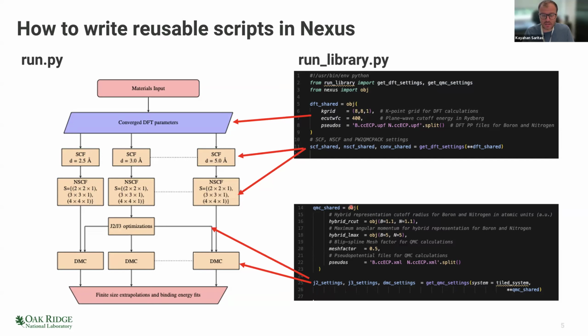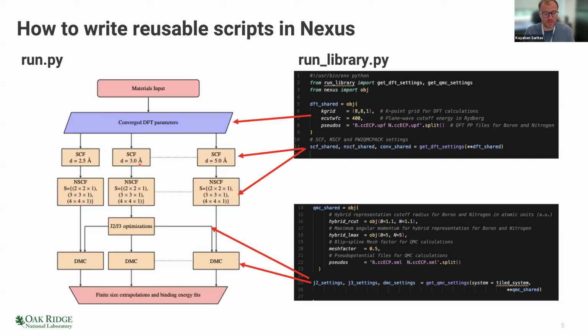But the run underscore library is mainly providing all the settings that you may need for the different components in the calculation, for example, whether it's a DFT calculation or a QMC calculation. The workflow here is saying that we need to converge some of the DFT parameters in advance, which is independent from the workflow here. And here, you can also change these interlayer separations based on your preference.